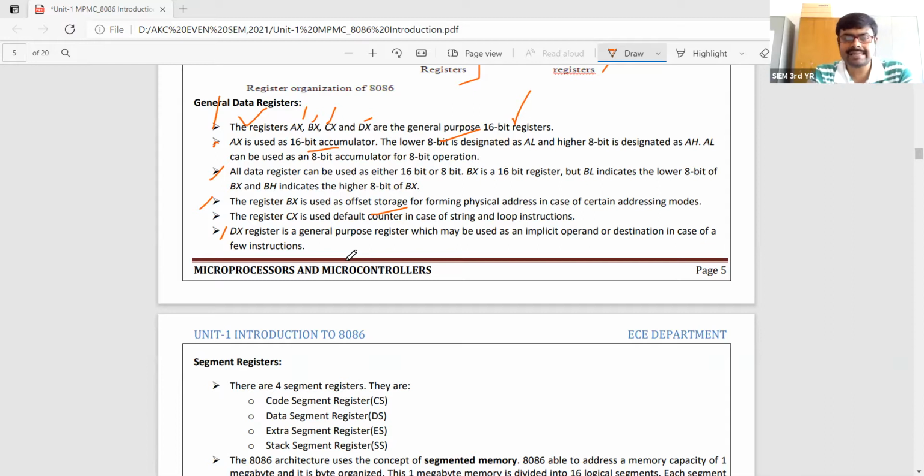So the register BX is used for the offset storage. What is the task of this particular BX? That can be used as an offset storage for forming physical address in case of certain addressing modes.